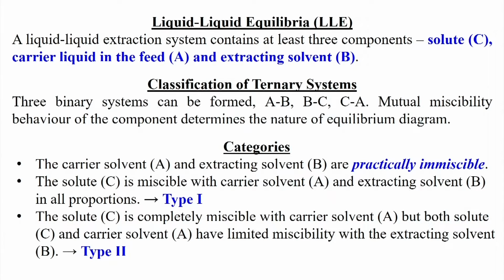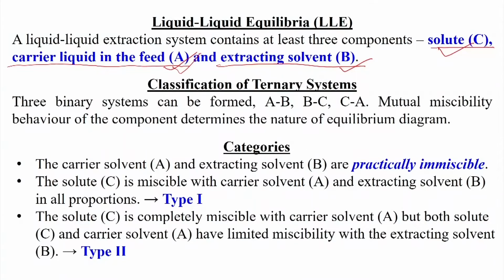One will be the solute, that is, the target component. We will take this as solute C, and the carrier liquid in the feed, where C is dissolved in A. We are adding the extracting solvent from the outside, and this is B. For the entire extraction calculation, and also whenever we discuss the leaching process, that is, solid-liquid extraction, we will use these notations: solute as C, carrier liquid as A and extracting solvent as B.